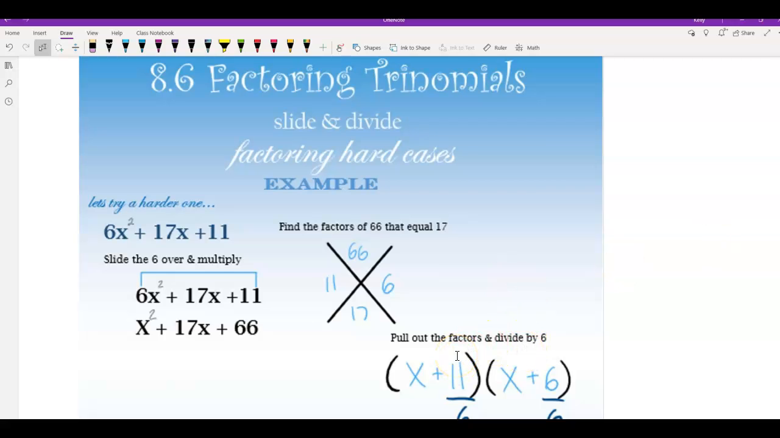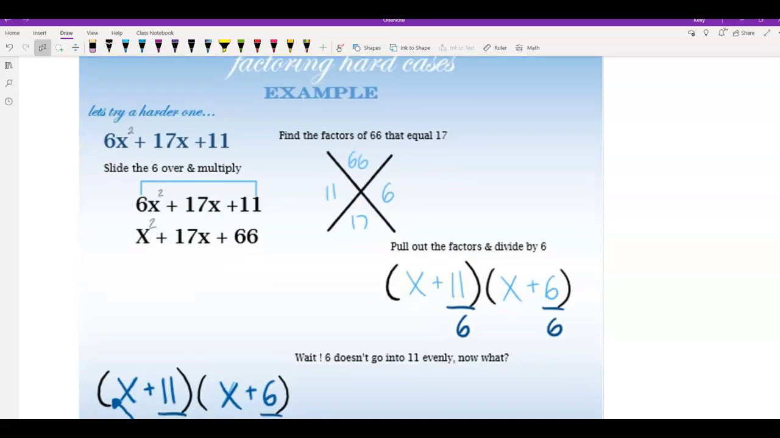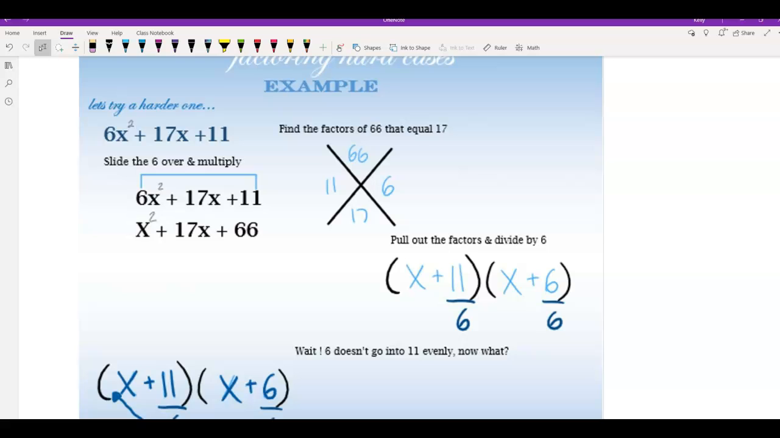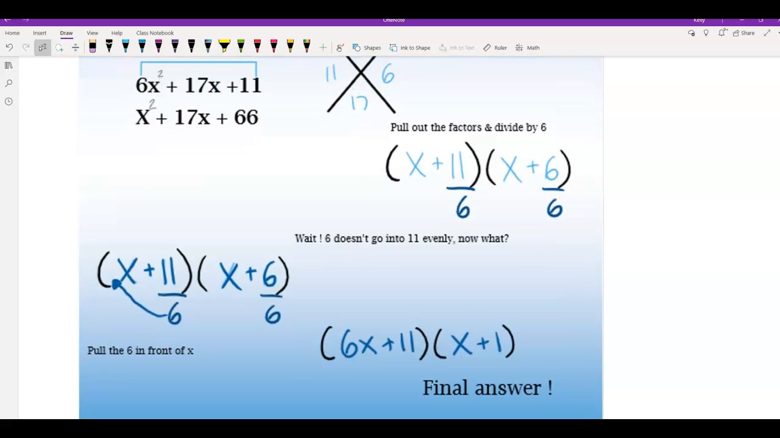Now that we did our slide and factor, we need to do our dividing part. So we need to do 11 divided by 6 and 6 divided by 6. 6 divides by 6 evenly, so that becomes 1. And 11 does not divide by 6, so we're going to move that 6 into the denominator. You can see down here in the bottom part, they move the 6 up in front from underneath the 11, and 6 divided by 6 makes 1. So my total answer here is 6x plus 11 times x plus 1.